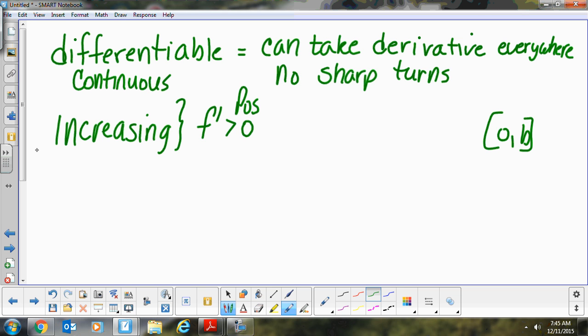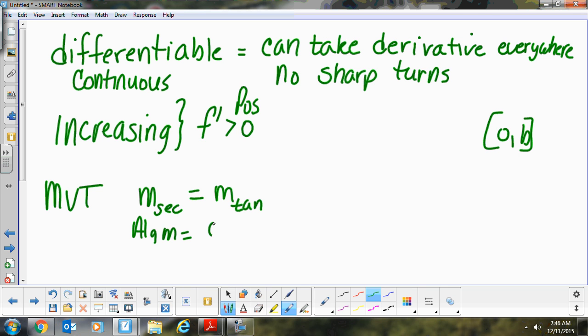All right, so now I see mean value theorem. What do we know about the mean value theorem? So the slope of the secant is equal to the slope of the tangent. What does that mean? That means our algebra 1 slope is equal to our derivative. And where is this happening? At c. Which of the statements now must be true?